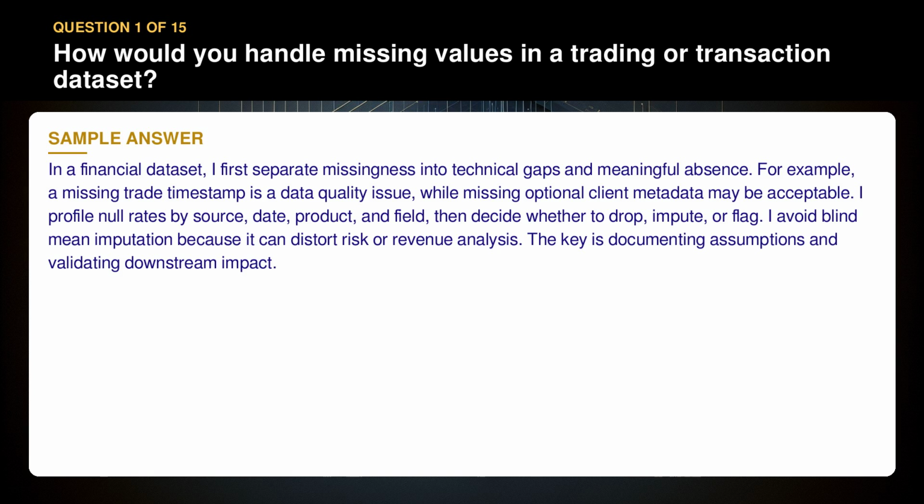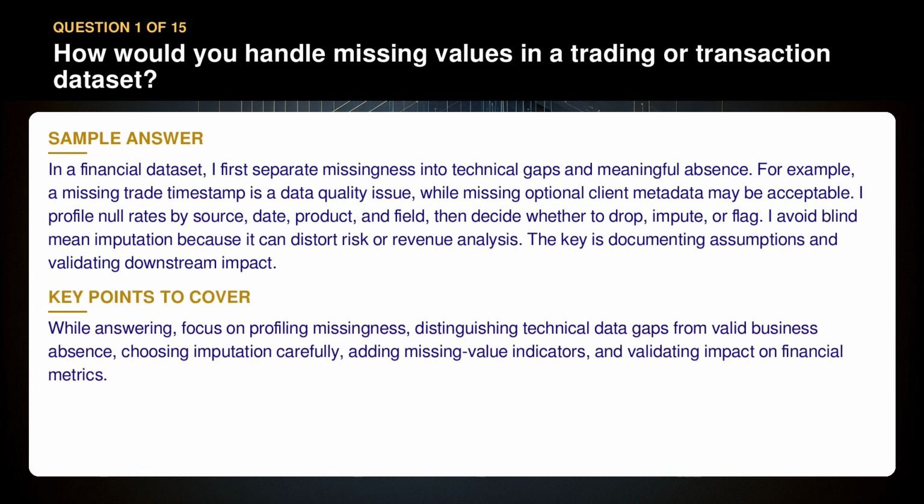I avoid blind mean imputation because it can distort risk or revenue analysis. The key is documenting assumptions and validating downstream impact. While answering, focus on profiling missingness, distinguishing technical data gaps from valid business absence, choosing imputation carefully, adding missing value indicators, and validating impact on financial metrics.